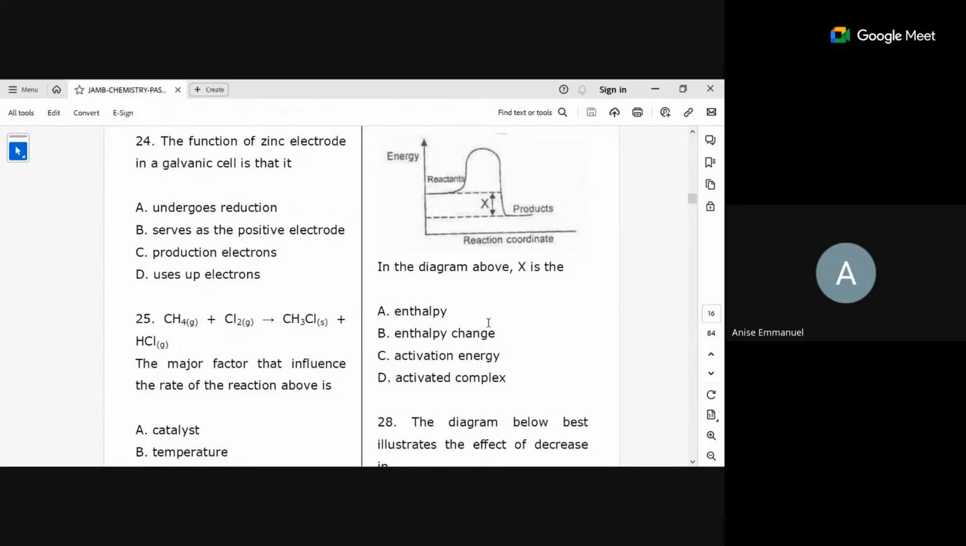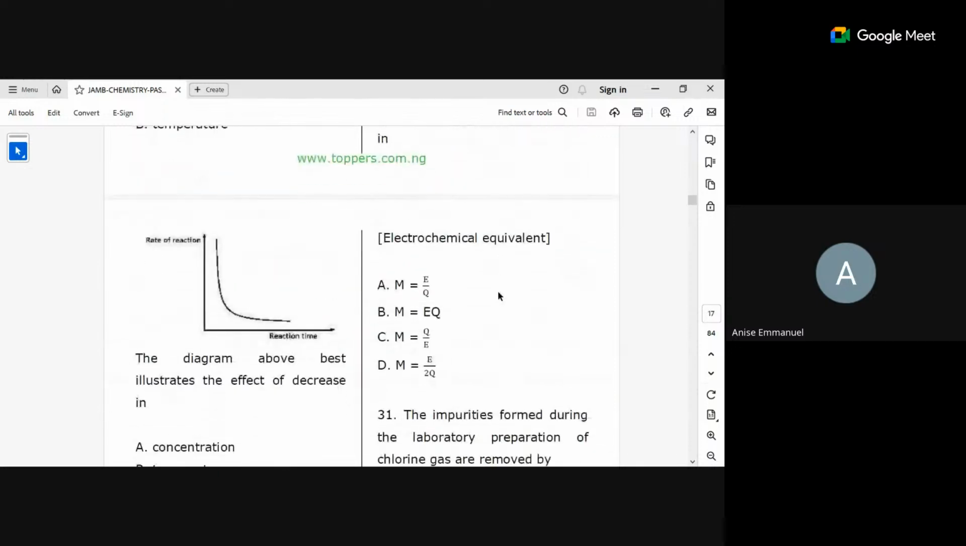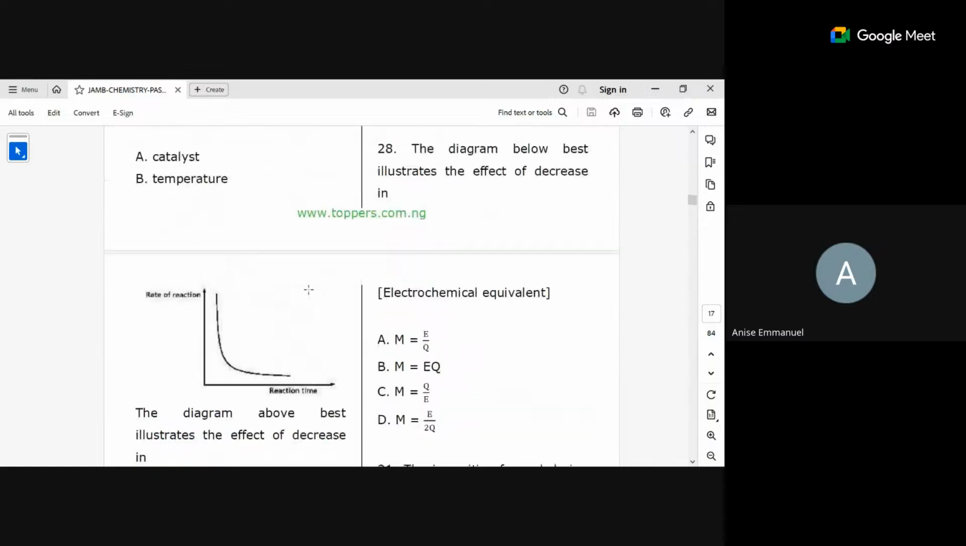27 is enthalpy change. The diagram below best illustrates the effect of a decrease in what? Oh, this rate curve. The reaction rate.